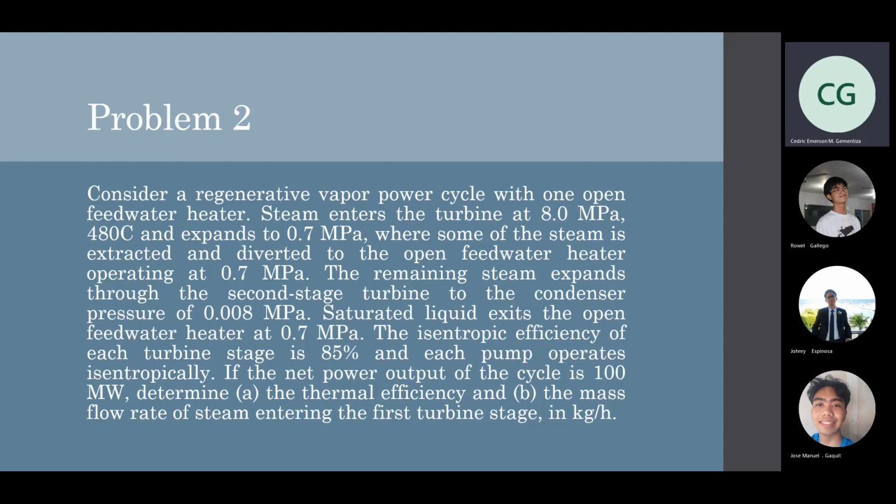The isentropic efficiency of each turbine stage is 85%, and each pump operates isentropically. If the net power output of the cycle is 100 megawatts, determine the thermal efficiency and the mass flow rate of steam entering the first turbine stage in kilograms per hour.